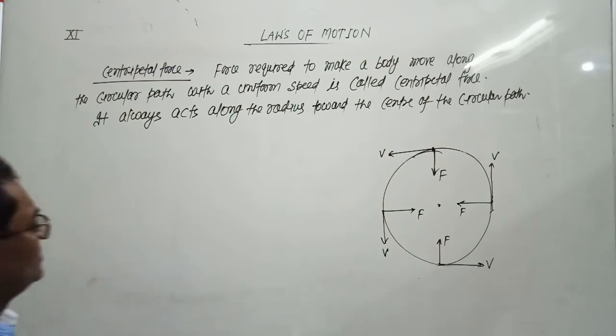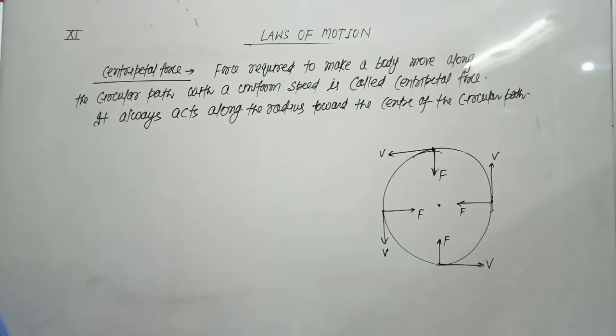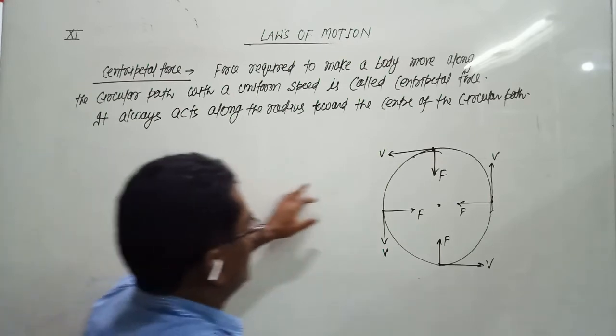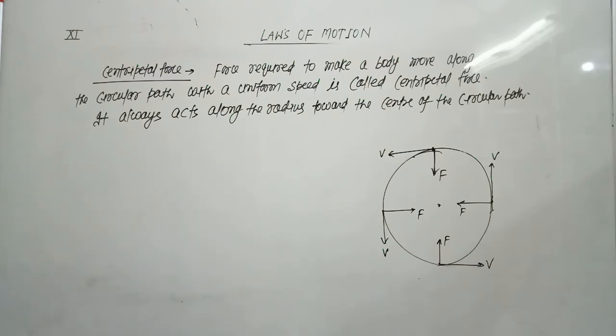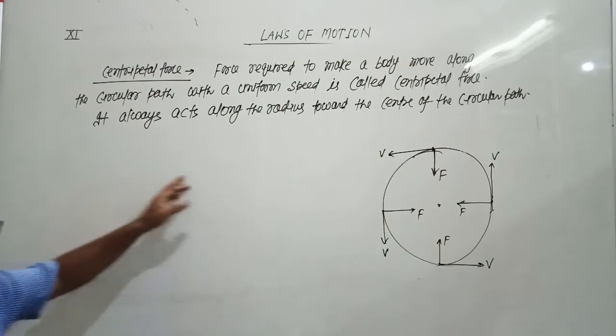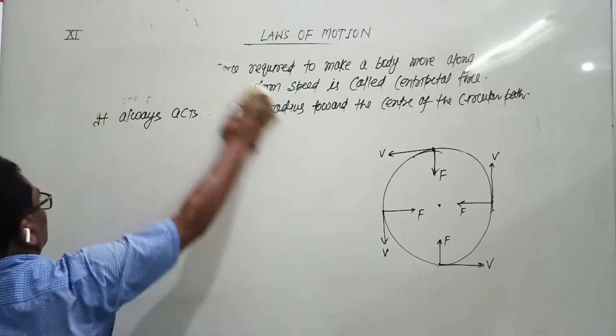So this is the definition of centripetal force: the force required to make a body move along a circular path with a uniform speed. Speed remains constant, but the direction of motion changes at every point, meaning its velocity changes. And centripetal force acts along the radius and towards the center of the circular path.